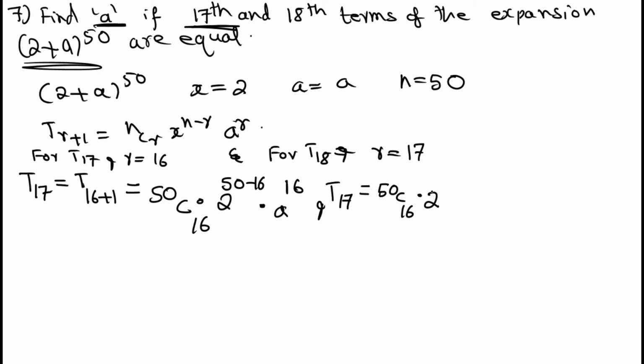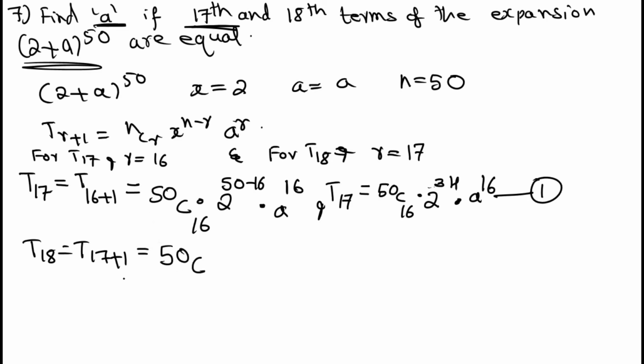Okay, 2 to the power 50 minus 16, you will get 2 to the power 34 into a to the power 16. Take it as equation 1. Then T18 equal to T17 plus 1. It's equal to, again apply the formula nCr, that is 50C r value.